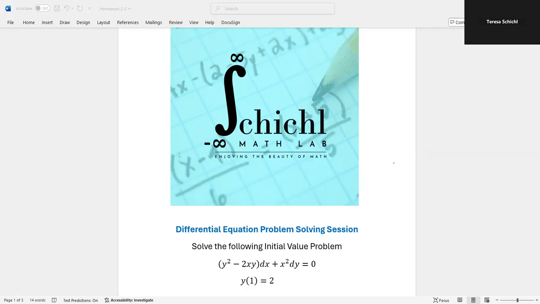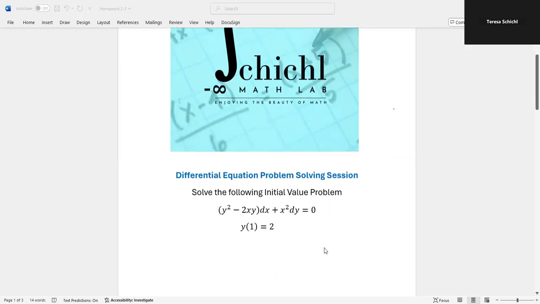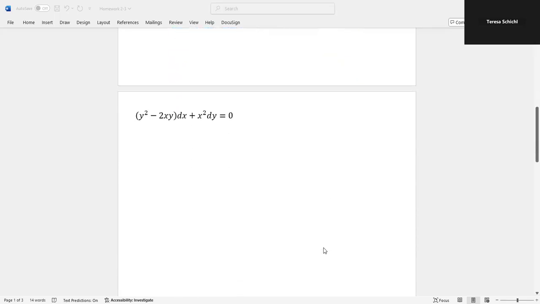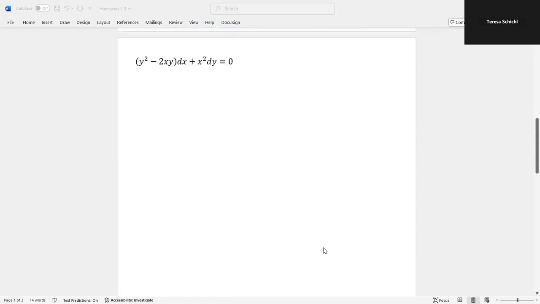So here is the problem we're going to solve today. It's (y squared minus 2xy) dx plus x squared dy equal to 0. And the initial condition is y(1) equal to 2. Okay, so let's take a look at this problem and decide which methods we can use.